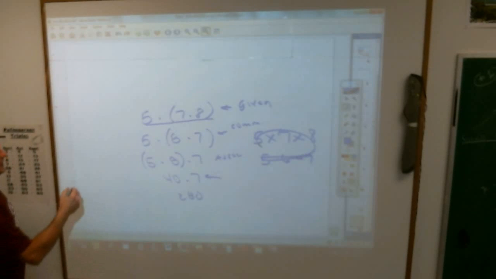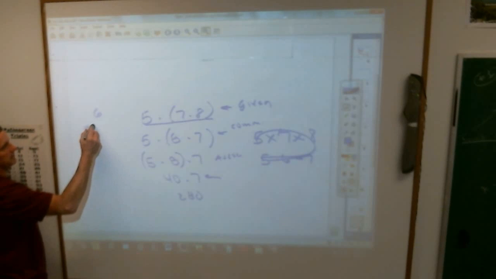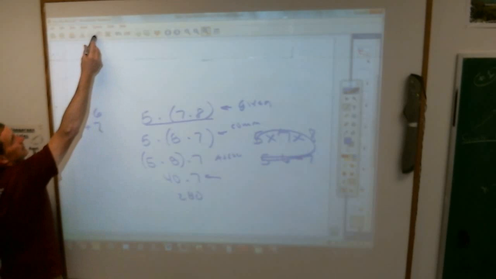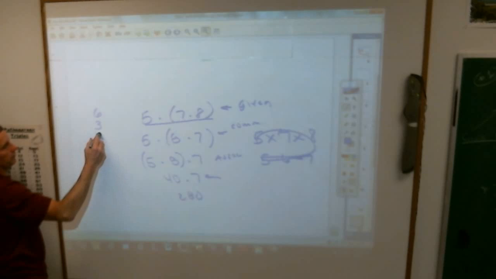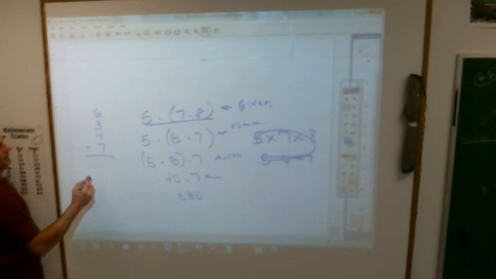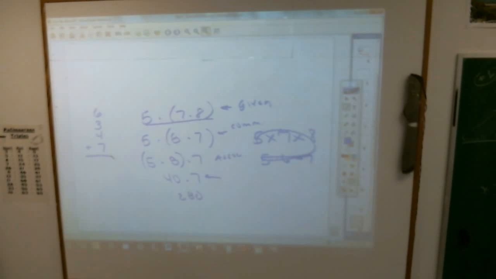You do it all the time when you do this. 6 plus 3 plus 4 plus 7. If I asked you to do that problem, in your head you would tell me that problem automatically is 20. But you can only do that because of the properties that are involved there.